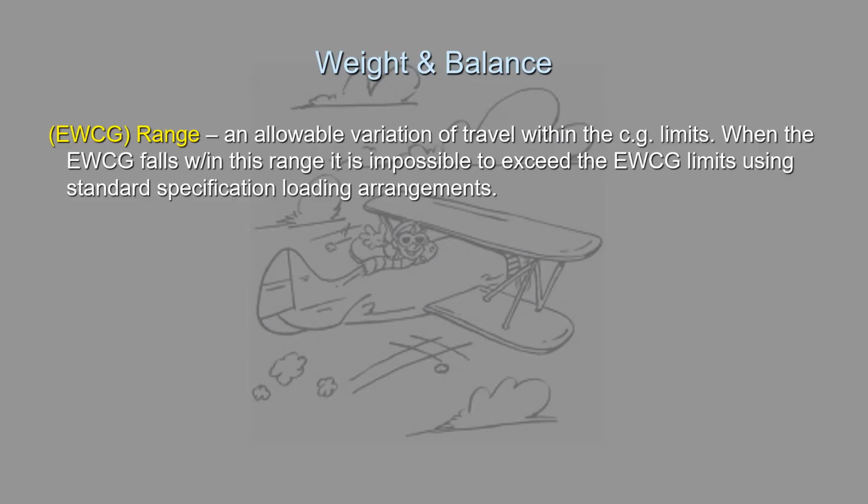The empty weight center of gravity range is an allowable variation of travel within the CG limits. When the empty weight center of gravity falls within this range, it is impossible to exceed the empty weight center of gravity limits using standard specification loading arrangements.